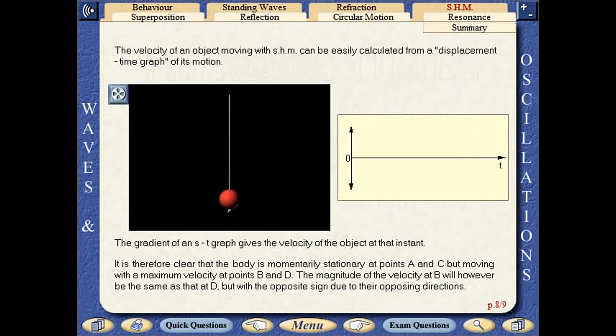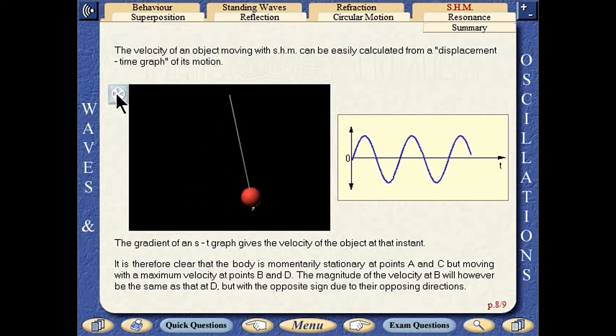The velocity of an object moving with simple harmonic motion can be easily calculated from a displacement time graph of its motion. The gradient of a displacement time graph gives the velocity of the object at that instant. It is therefore clear that the body is momentarily stationary at points A and C, but moving with maximum velocity at points B and D. The magnitude of the velocity at B will, however, be the same as that at D, but with the opposite sign due to their opposing directions.